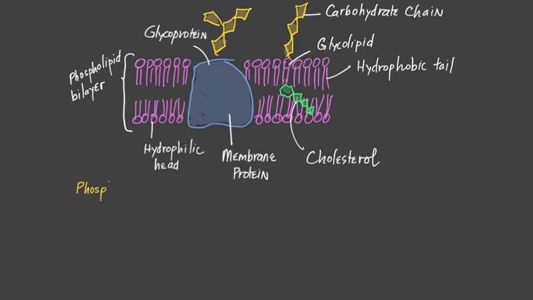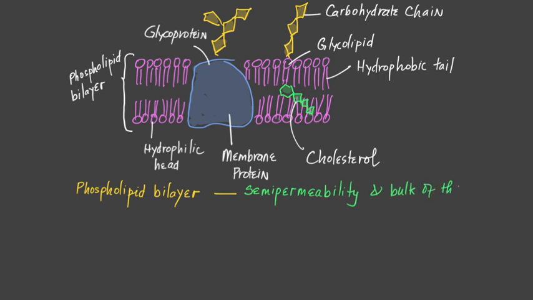Now for the functions. Due to its hydrophobic interior, the phospholipid bilayer is very specific in what it can allow to pass through. Only very small polar molecules or hydrophilic molecules are allowed in. However, large polar molecules are not allowed to pass through the phospholipid bilayer. We call this property semi-permeability, and it also forms the bulk of the cell membrane.